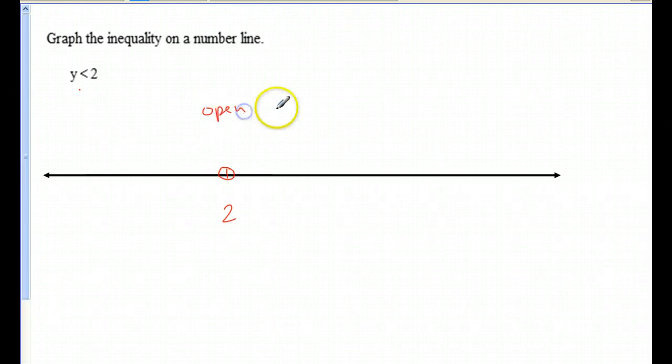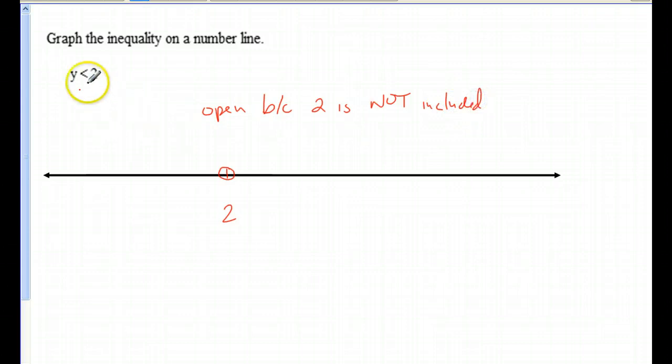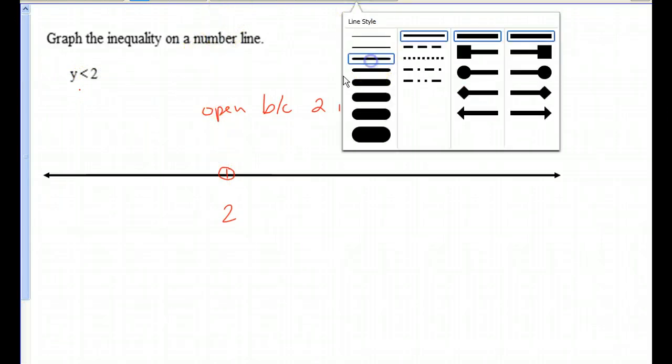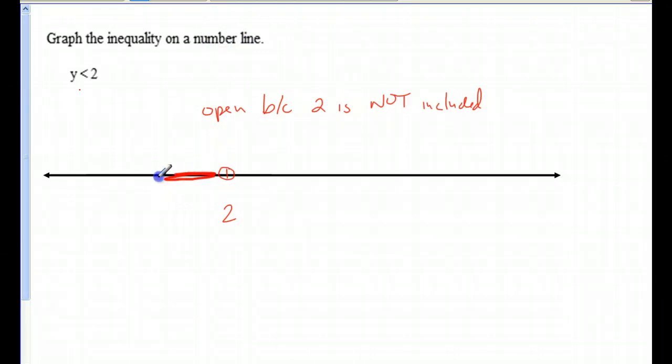So open, because 2 is not included. If we included 2, if this was underlined, then we'd have a closed dot. But since it's not included, strictly less than 2 means don't include 2. And then shade to the left. Where do the numbers that are smaller than 2 live? They live below 2. And then shade that arrow. Okay, so that's what we mean by graphing the inequality on a number line.